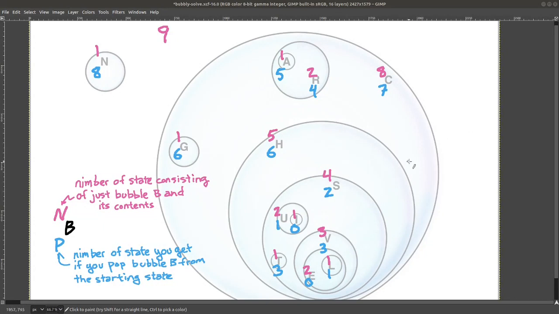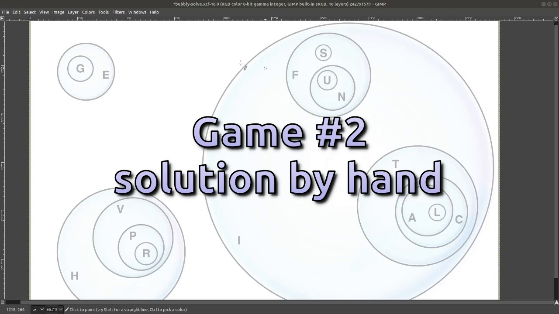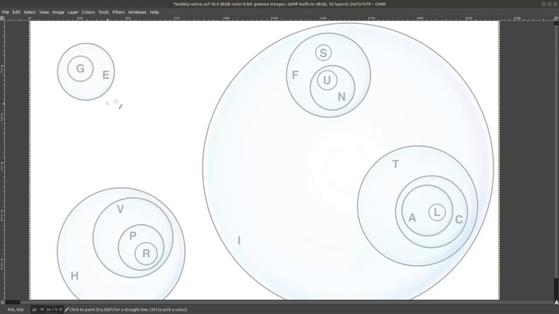I think it would be slightly easier if we rewrote the state. Let's go ahead and look at the next one. So I'm just going to represent this state a different way. And the way I'm going to do it is put all these letters into a graph structure, and whenever a bubble contains another one, I'll just put it below it.